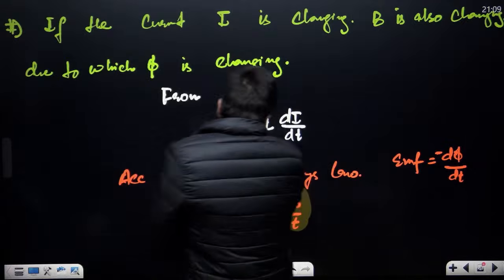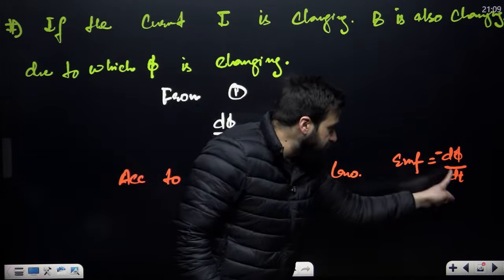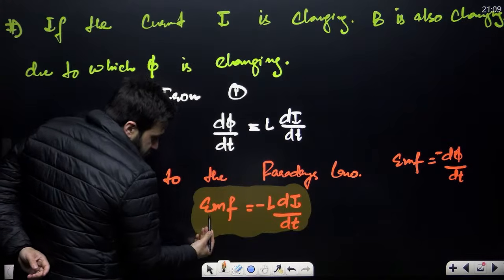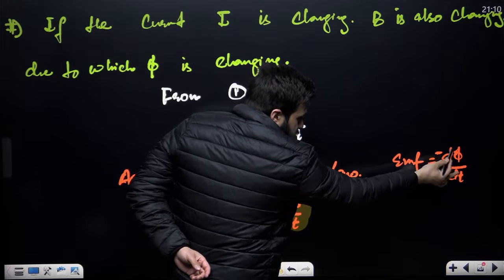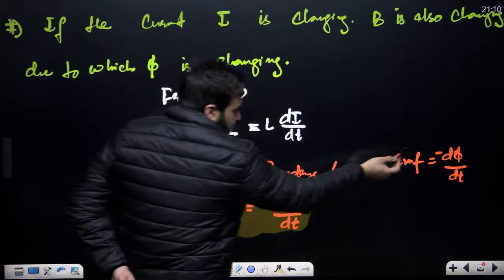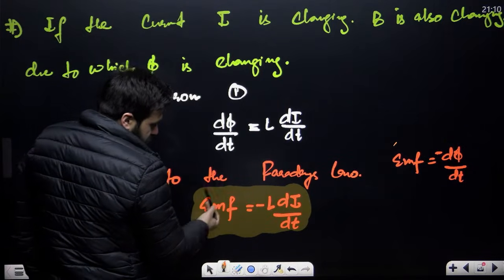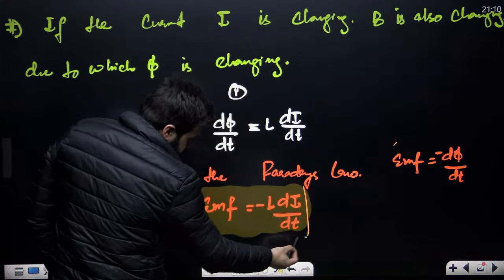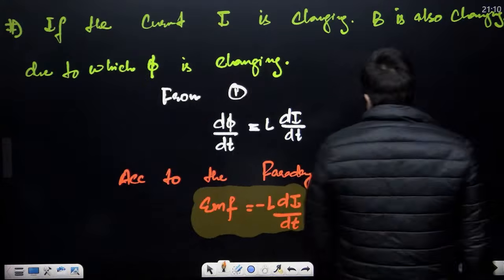Now tell me, what is the value of d phi by dt? According to Faraday's law, d phi by dt is EMF. So EMF is minus d phi by dt. Take this minus over here. So instead of d phi by dt, I'll write negative EMF. Take that negative EMF over here. This is what we call self-induction.